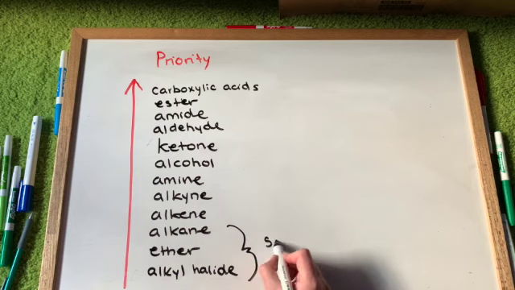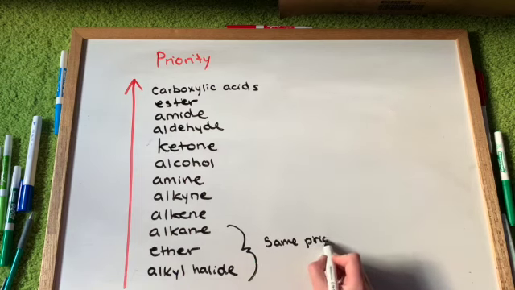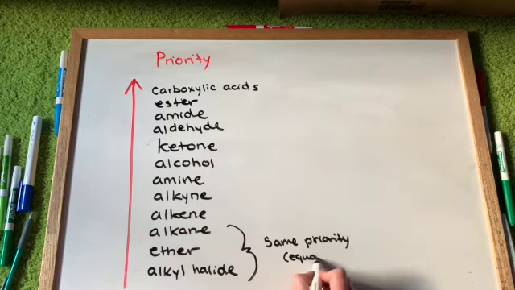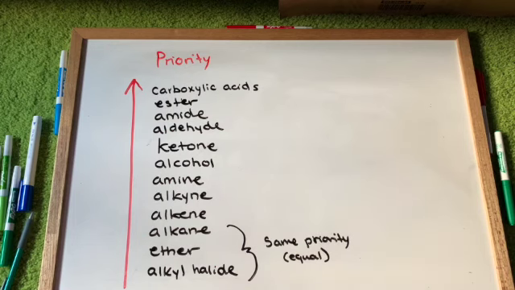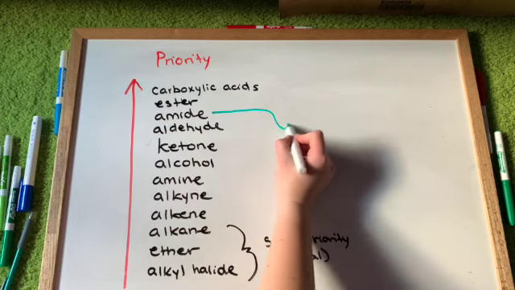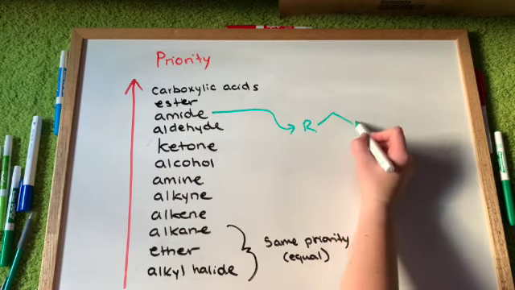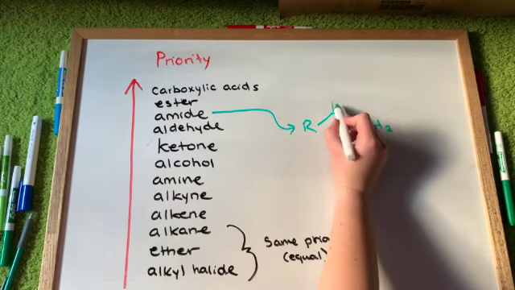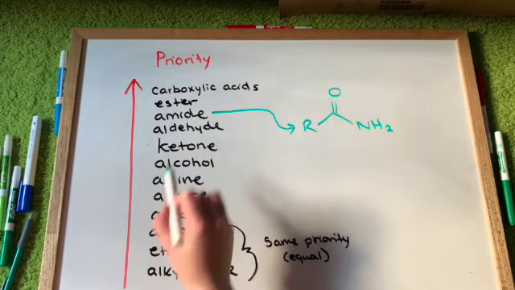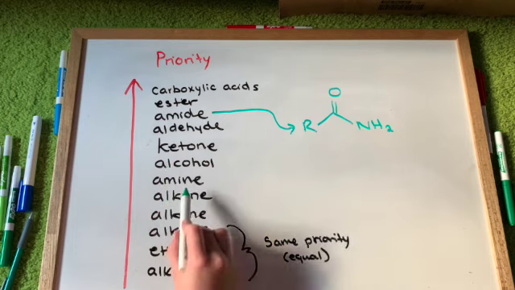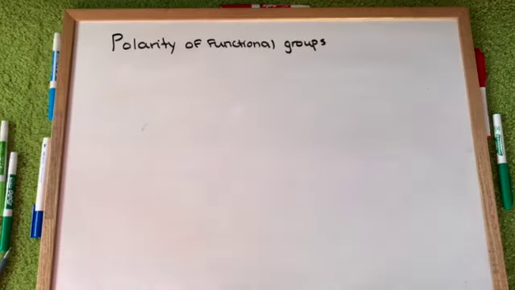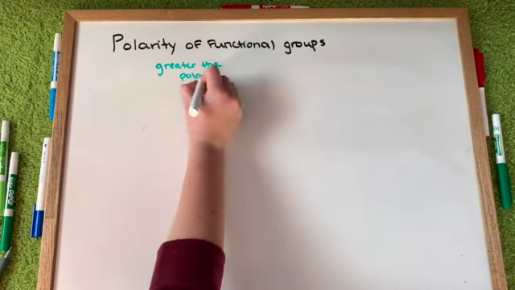And alkanes, ethers, and alkyl halides all have the same priority, so when you're naming them all in the same hydrocarbon, you just want to have the smallest total for your numbering. So here's amides. I didn't mention them before, but here's the structure. So you have the double bonded oxygen and the nitrogen group, and then you also have the rest of the carbon chain. It's different from amines in the double bonded oxygen.